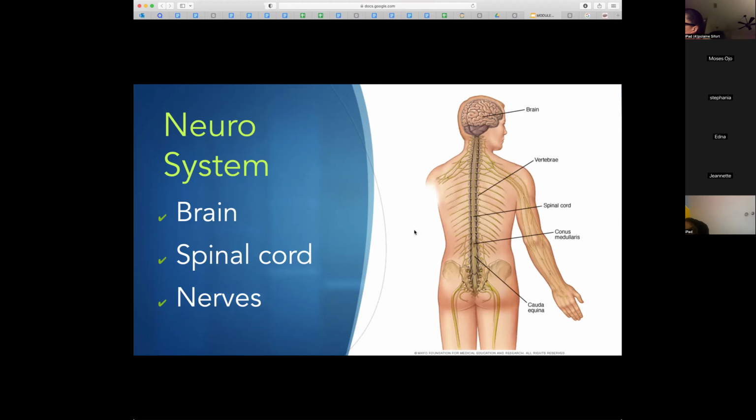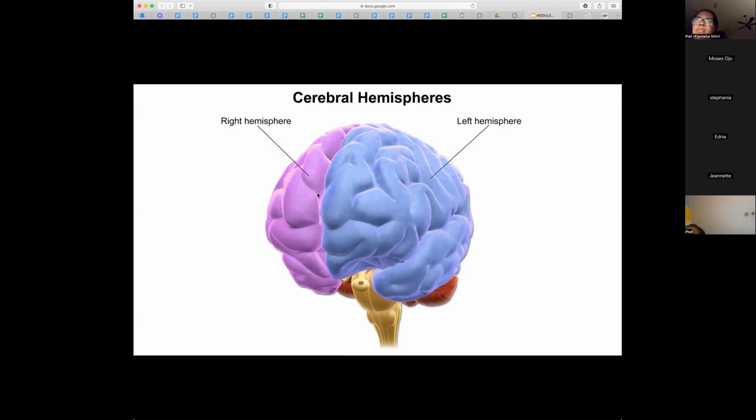All right, next important thing we're going to learn about with neuro is that the brain is split up into two halves. You have the right hemisphere and the left hemisphere. And most of you already know that the right side of the brain controls the left side of the body. The left side of the brain controls the right side of the body. It's because there's a crossing of the nerves in the center of the brain. They cross.